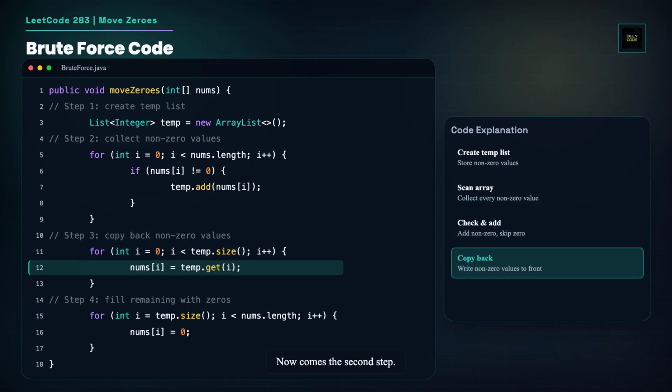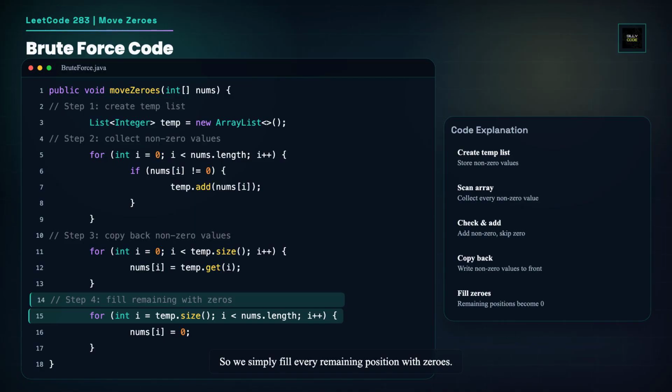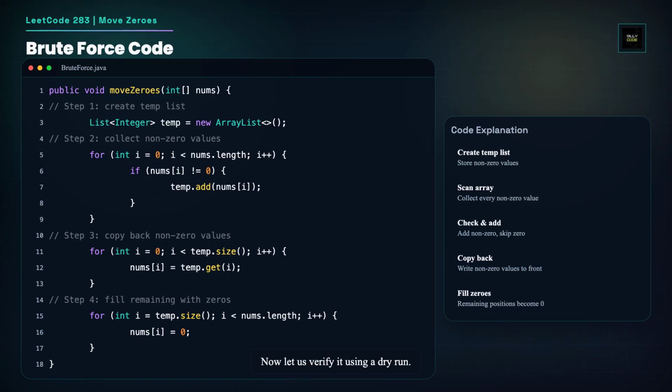Now comes the second step. We start filling the original array again. Beginning from index 0, we copy every value from our list back into the array. At this point, all the useful values are back in their correct positions. But there are still some positions left. Those positions should all become 0. So we simply fill every remaining position with zeros. And that's the complete brute force solution. It's simple. It's easy to understand. And it produces the correct answer.